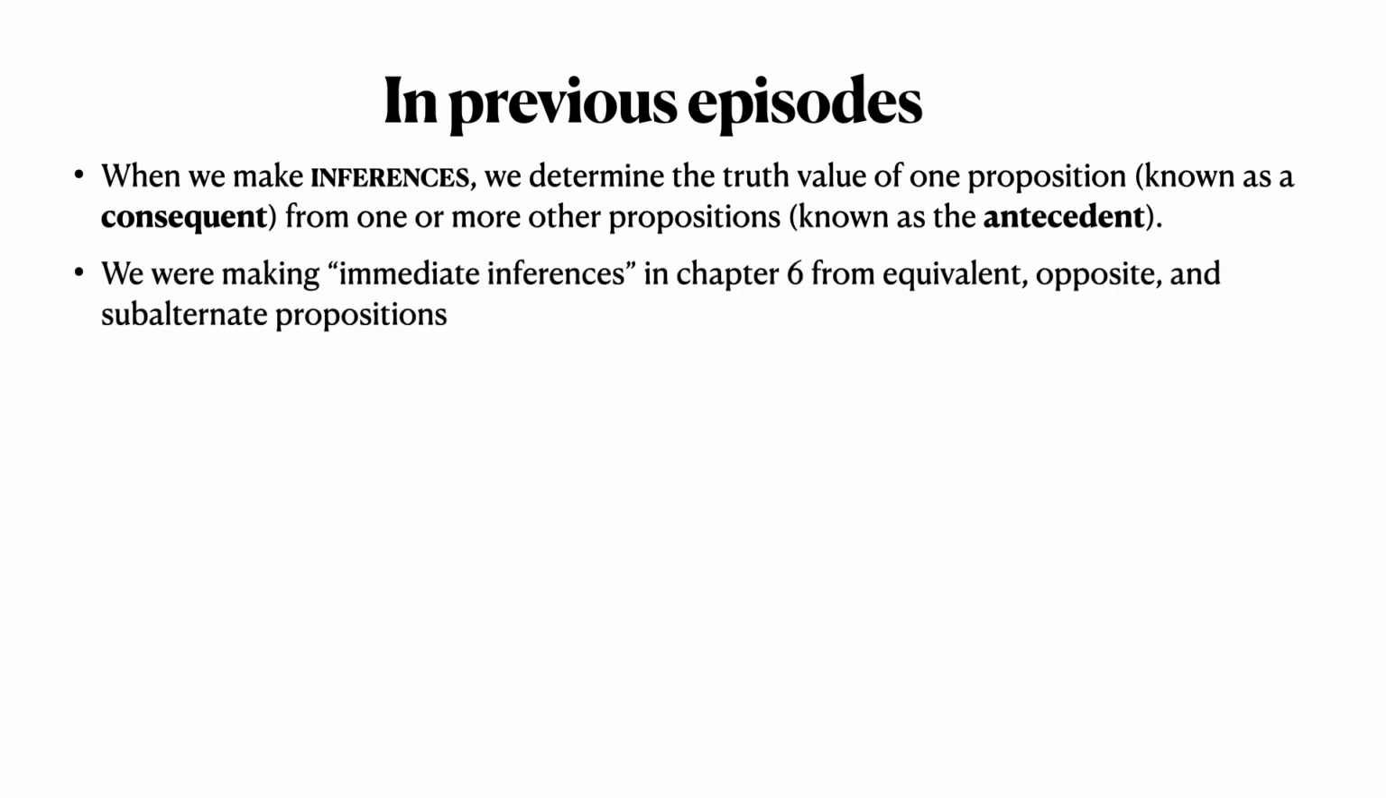We also went over the fact that we were actually making inferences back in chapter 6. We were making immediate inferences. That is, if you know one thing, then you know the next, and there's nothing in between. That's how our equivalent propositions worked, how our opposite propositions worked, and how our subalternate propositions worked. At least sometimes, right? With opposites and subalternates, there are some times when you can't extend one proposition to another, but there are other times when you can. And that's what we learned in the square of opposition.